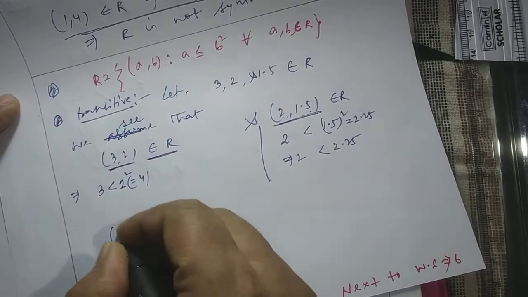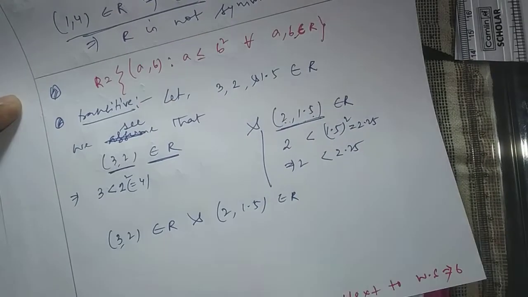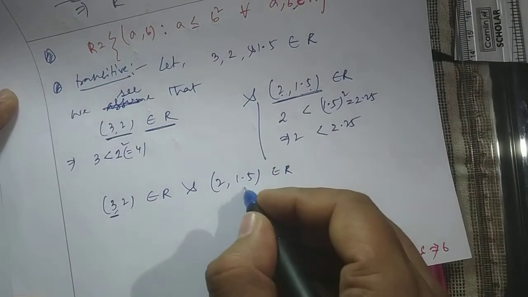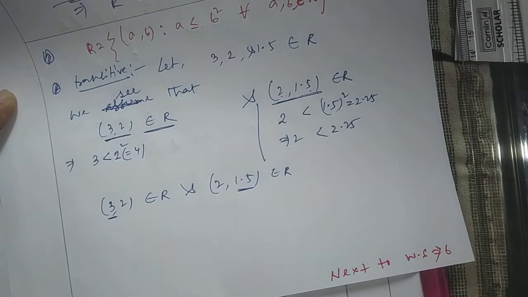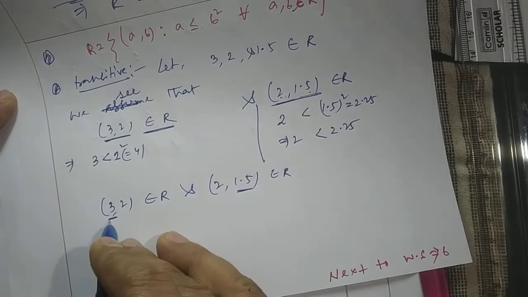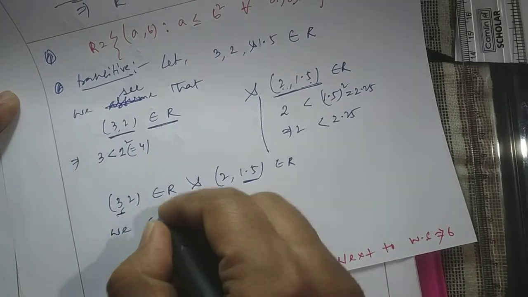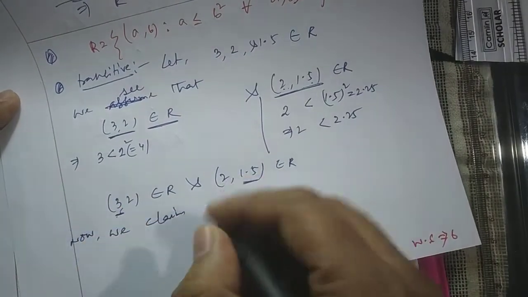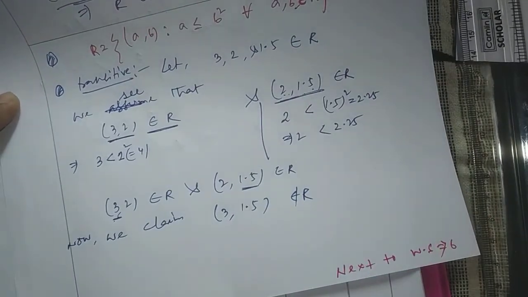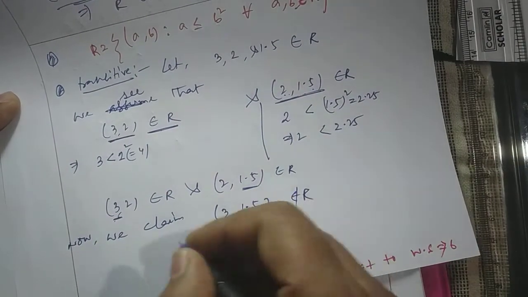So we say that 3, 2 belongs to R as well as 2, 1.5 belongs to R. Now from here, by any means, if we can check 3, 1.5 also belongs to R, then it will be transitive, otherwise not. Now let us verify whether 3, 1.5 belongs to R or not. Now we claim 3, 1.5 does not belong to R. Why do we claim directly this?